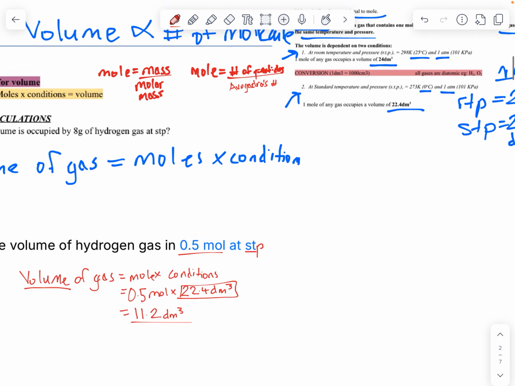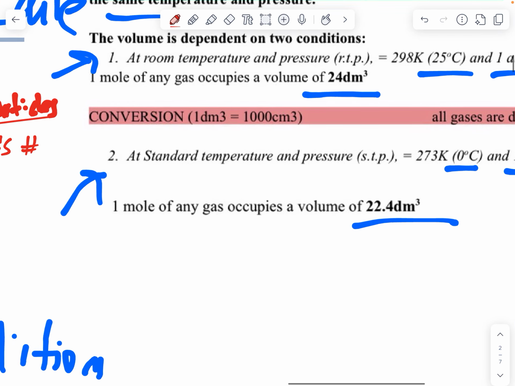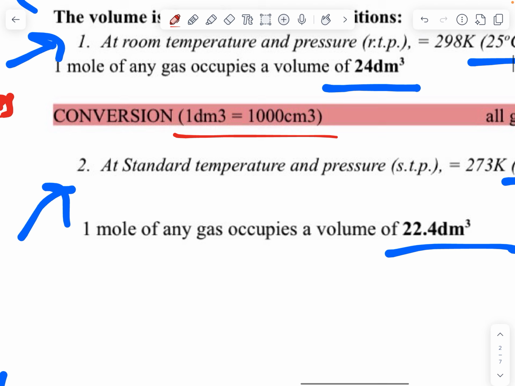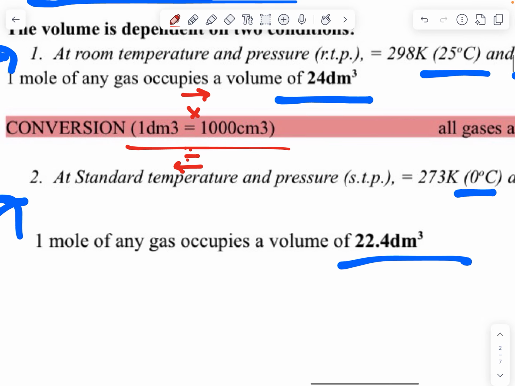Right? Now, a simple note is that for our conversion, you need to know this. Well, 1 dm cube is equal to 1,000 centimeters cube. So if you needed to convert cm cube to dm cube, you would divide by 1,000. And if you need to convert dm cube to cm cube, you would multiply. So if you're going that way, you multiply. If you're going from centimeter cube to dm cube, you divide by 1,000.